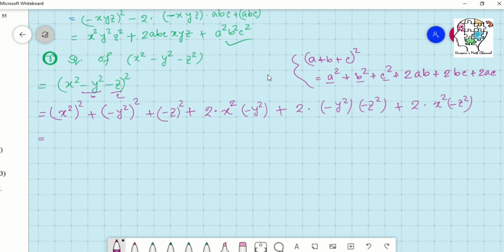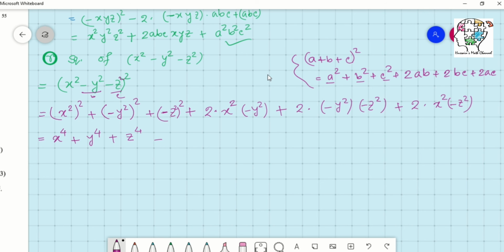So if we calculate here, x square and then square, it will be x to the power 4. We just multiply 2 times 2 because there is a power over the power, so this will be x to the power 4, and then plus, this minus will become plus when squared, then y square will be y to the power 4. This minus also becomes plus, and we write plus z square and square, so it will be z to the power 4, right?